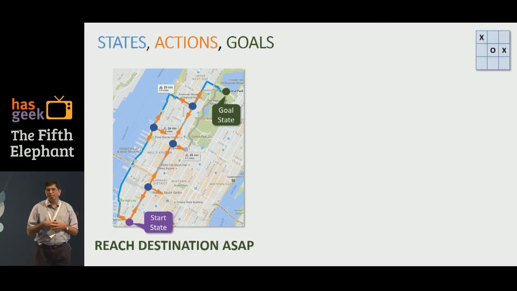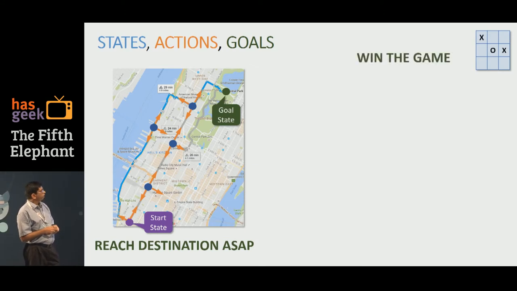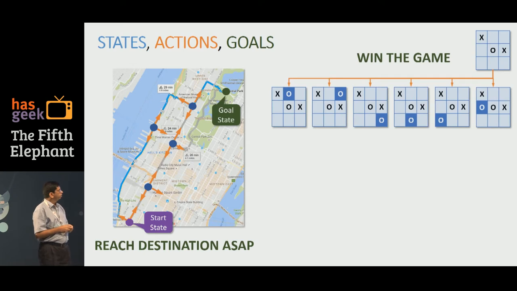Let's look at tic-tac-toe, right? If you look at a board position in a game, that is also a state. So this is also a state. And your goal here is to win the game. And obviously, you have a bunch of moves that are actions, right? So you could take this action or that action. And again, depending on the right moves or wrong moves, you're going to win or lose.